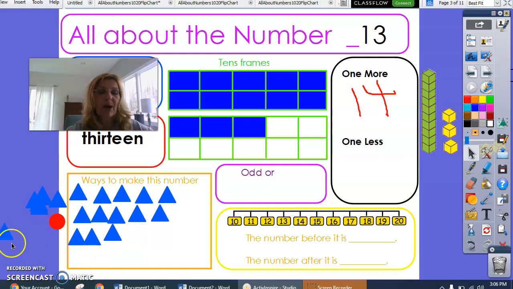So now let's talk about one less. I'm going to take this back away because we're starting with 13. If I have 13 triangles and I want to know what is 1 less than 13, that means 1 is going away, 1 less. Let's see. Can you tell me before we count them, what is 1 less than 13? Count them if you need to.